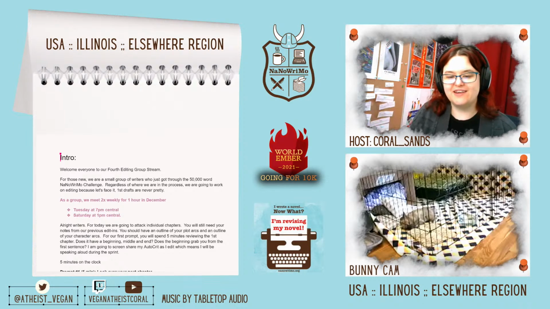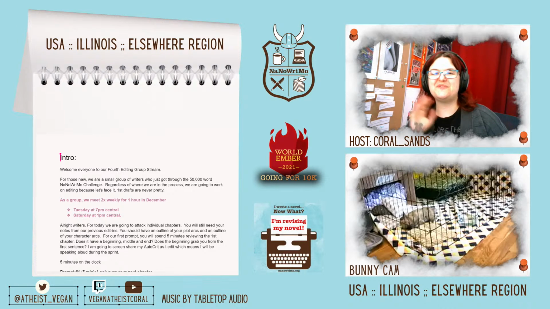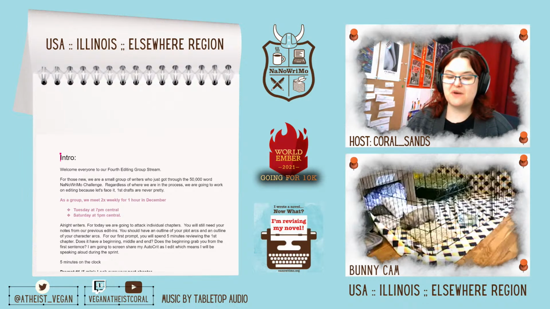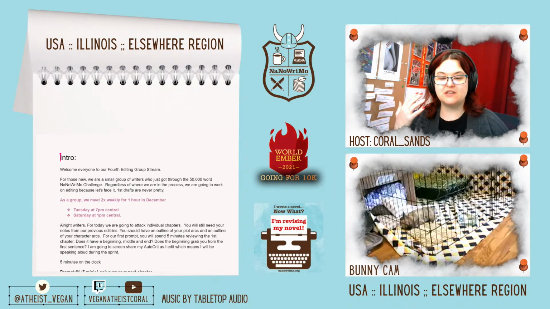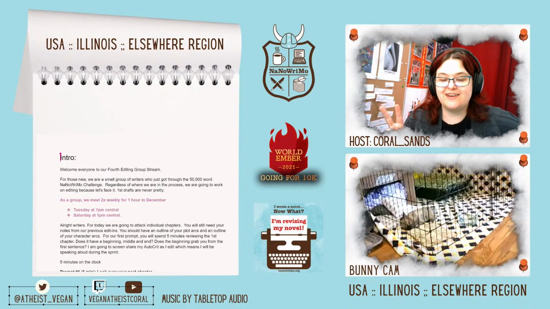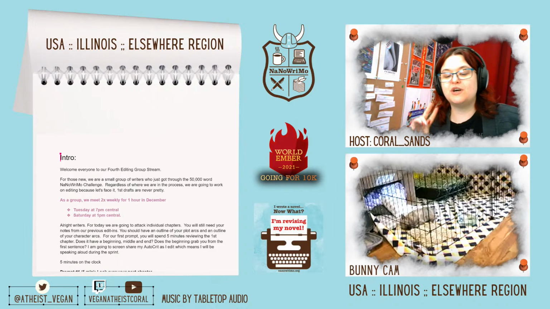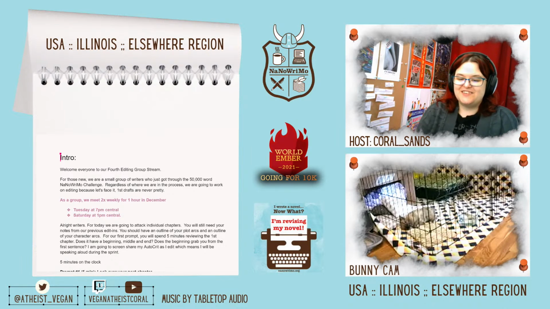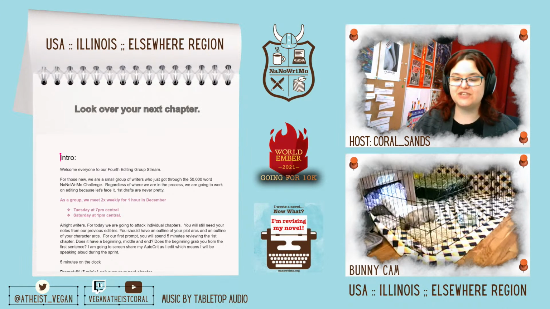For those new, we are a small group of writers who just got through the 50,000 word NaNoWriMo challenge. Regardless of where we are in the process, we are going to work on editing because let's face it, first drafts are never pretty. As a group, we meet 2 times weekly for 1 hour in December, Tuesdays at 7 p.m. Central and Saturdays at 1 p.m. Central. All right, writers. For today, we are going to attack individual chapters.